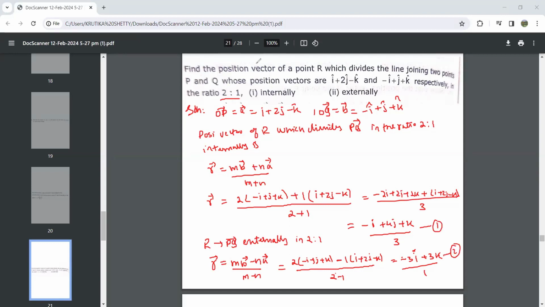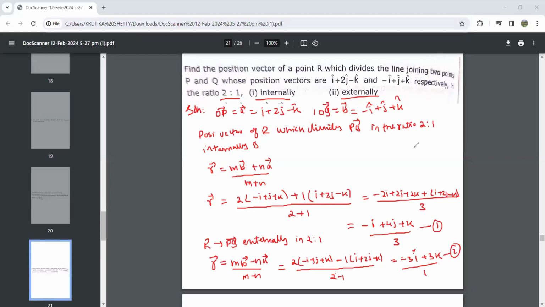As per the question, they have asked us to calculate first internally and then calculate the position vector of the point of division externally. So both the ways we have calculated. This question has also occurred a few times in the board exam.